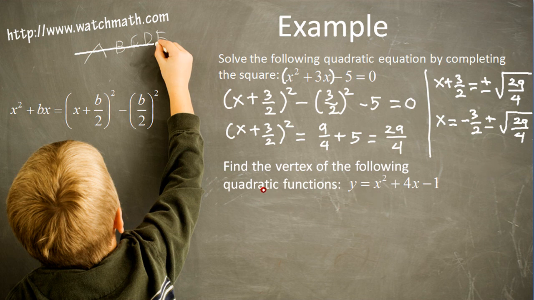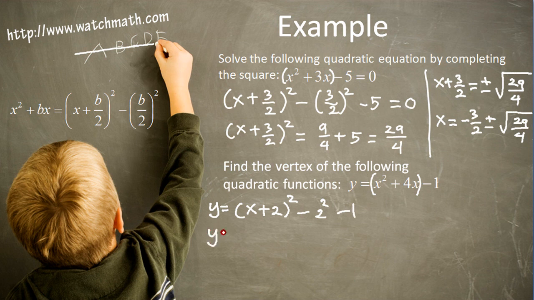Now again, another application of completing the square. We have the following quadratic function, and we would like to find the vertex of this function. Again, to do that, we replace this expression by a difference of two squares using this formula. So y is (x plus half of 4, which is 2) squared, minus 2 squared. So this expression replaces x squared plus 4x, but we still have that negative 1.